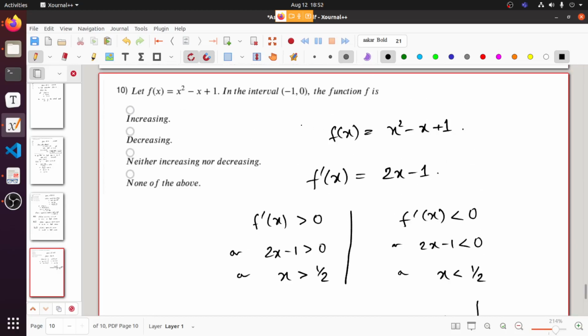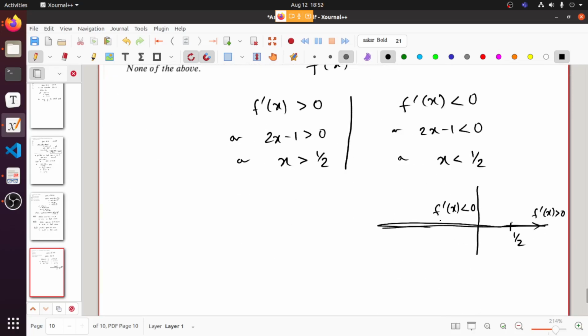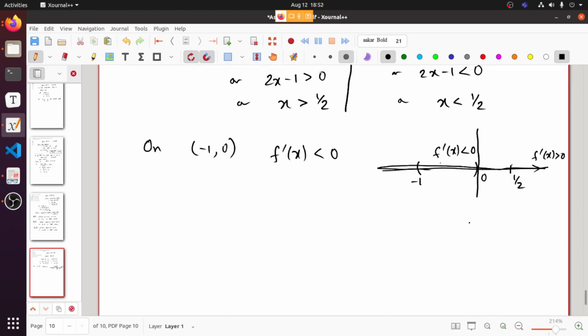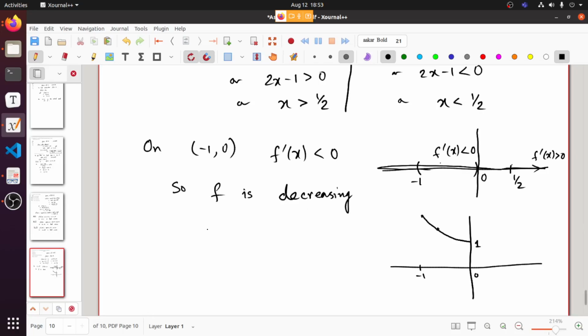And what you have to check here is the interval minus 1 comma 0. So minus 1 comma 0 means this, right? This is minus 1 and this is 0. So you can see that in minus 1 comma 0 f dash is less than 0. So on minus 1 comma 0 f dash x is less than 0. So the slope is decreasing, right? At the point 0, what is the value of the function? It's 1, right? So the function will look like this for minus 1 comma 0. Here the value is 1. So this is decreasing, right? And the slope at the point is less than 0. So as on minus 1 comma 0 f dash is less than 0, f is decreasing on minus 1 comma 0.